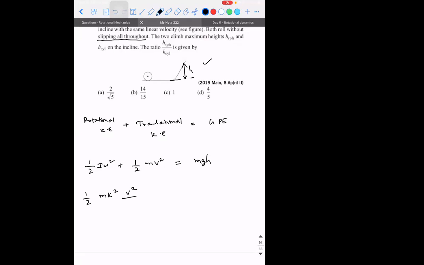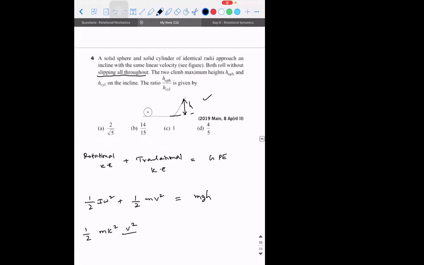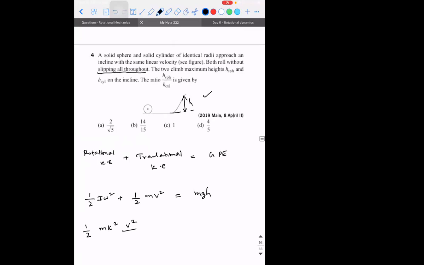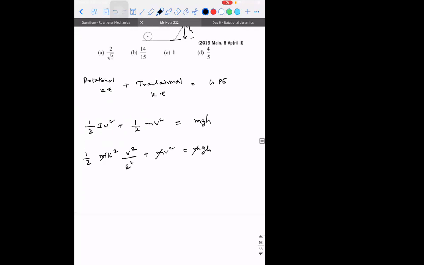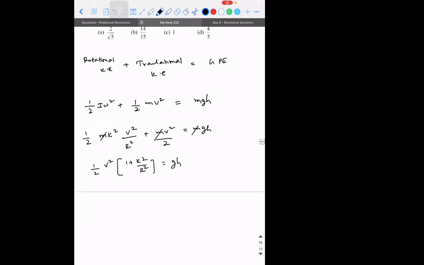V square divided by R square. They told identical radii, right? So half mk square v square by R square plus half mv square is equal to mgh. So m gets cancelled, and half into v square will be common. 1 plus k square divided by r square is equal to g into h.